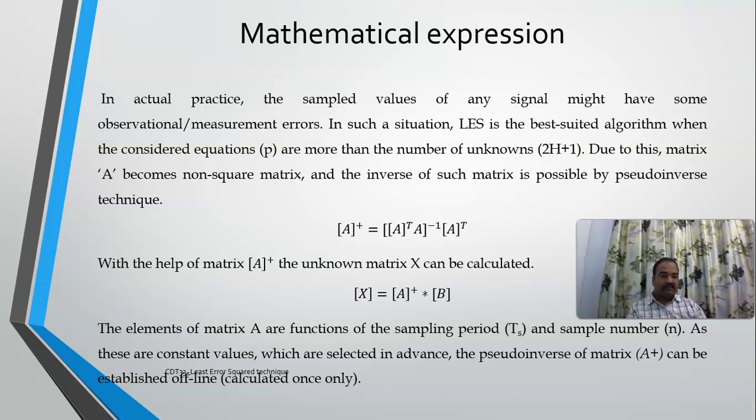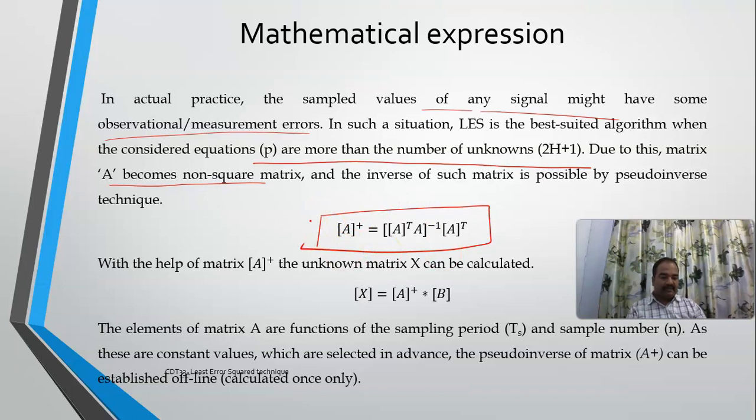So if you take 20 samples, then it will be good. But the order of the matrix is now 20 by 7, which is a tough call for taking an inverse. So in that case, we generally follow the pseudo inverse. In actual practice, the sample values of any signal might have observational errors, so the considered equations are more than 2H plus 1. Because of this, the A matrix becomes a non-square matrix. For such a non-square matrix, the inverse is obtained using this particular formula. Try to remember this one, where A is your matrix. This is your pseudo inverse.